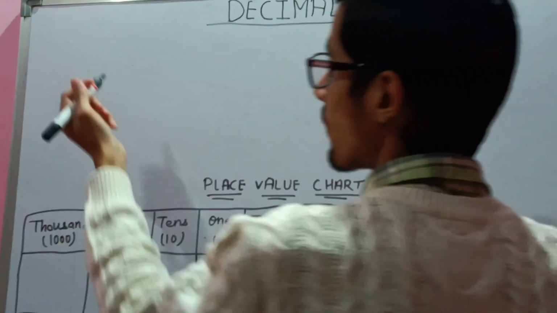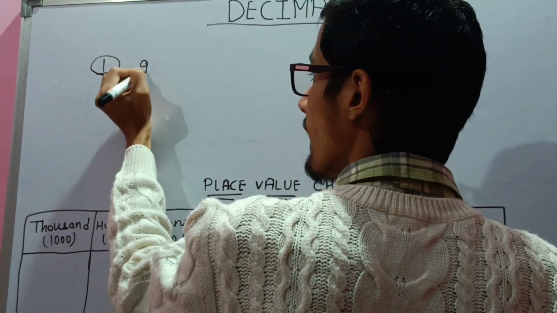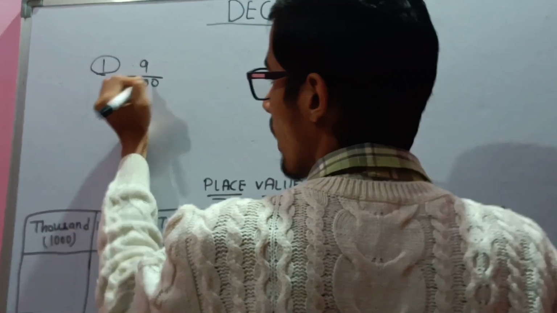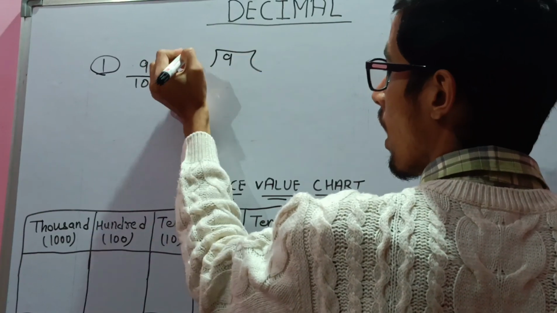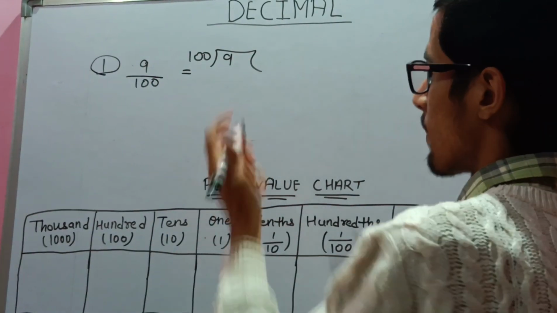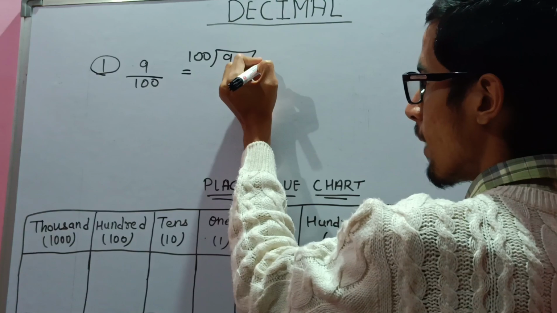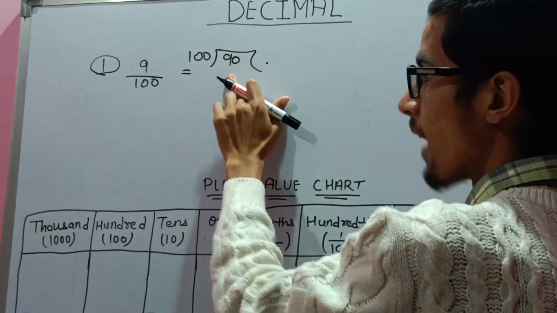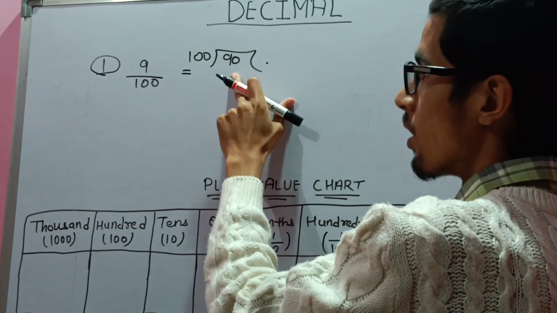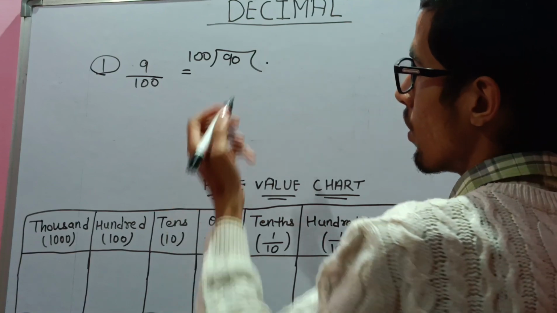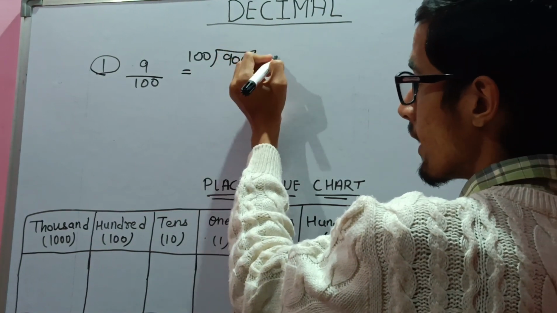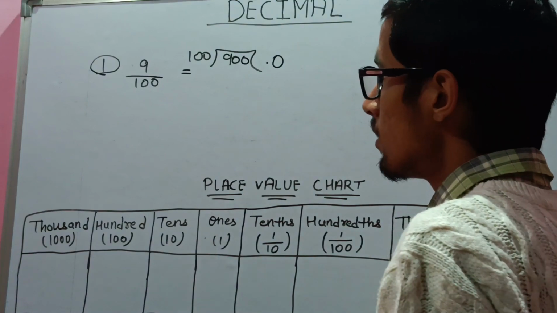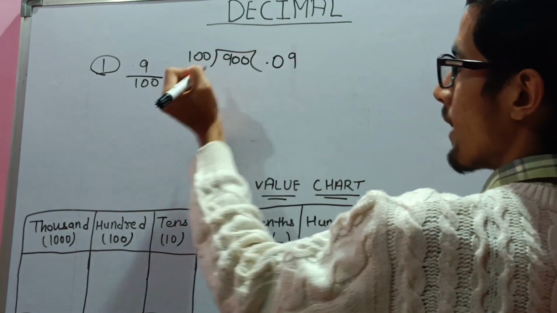So the first example we have is 9 upon 100. 9 upon 100 means 900. We put the decimal. When we put a decimal, we add 0 inside. Now this is still smaller, so we add one more 0. If we add one more 0 in the dividend part, then we also add 0 in the quotient part. So 100 nines are 900.